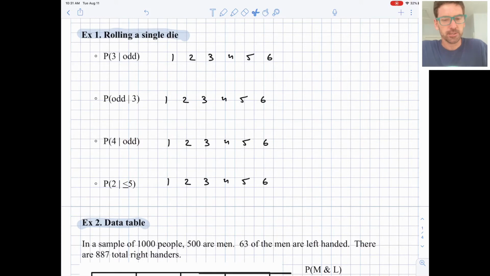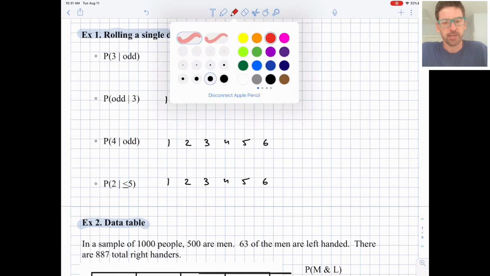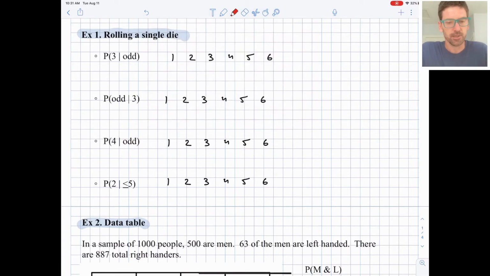All right, so let's look at this first one. Probability of 3 given that it's odd. I'll try to write what we already know in green. So we know it's one of these, not 6. 6 isn't odd. So what's the chance that it's a 3? It's 1 out of 3. There are 3 possibilities, 3 odd numbers, and one of those is the 3 we're looking at.